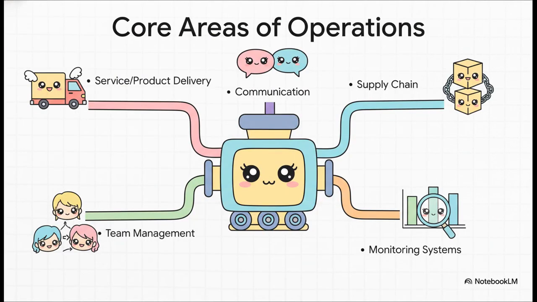Think of these as the most important parts of your engine. As you can see, you've got the systems for delivering your product or service, for managing your team, for handling your supply chain, and critically, you have those monitoring and communication systems to keep everything humming along smoothly. If any one of these parts gets weak, a whole car can just stall out.